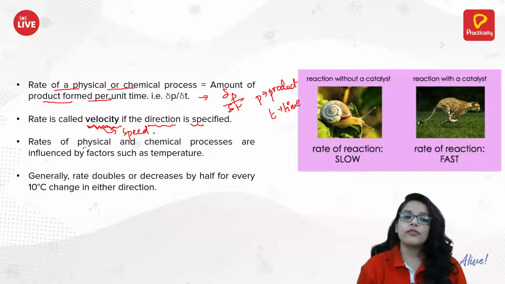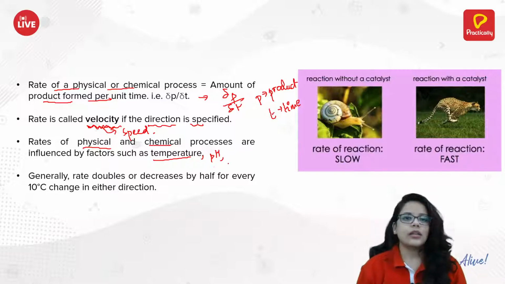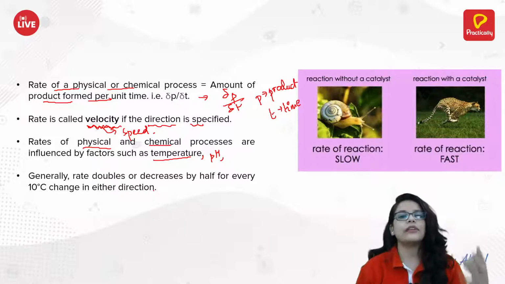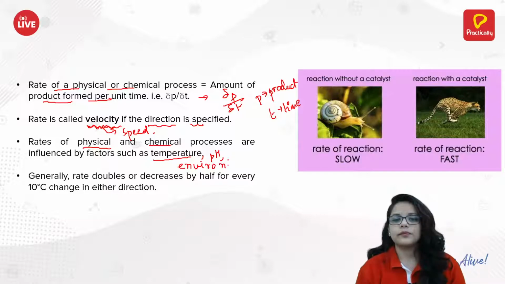Okay, so rates of physical and chemical processes are influenced by factors such as temperature, it can be pH also, it can be other things also, and the rate doubles or decreases by half for every change. These are the environmental changes, the environment of the constituents.